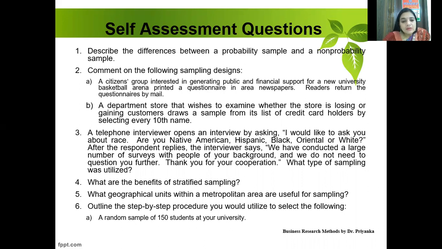Then a department store that wishes to examine whether the store is losing or gaining customers draws a sample from its list of credit card holders by selecting every 10th name. What it is actually doing is systematically taking it up: systematic random sampling.